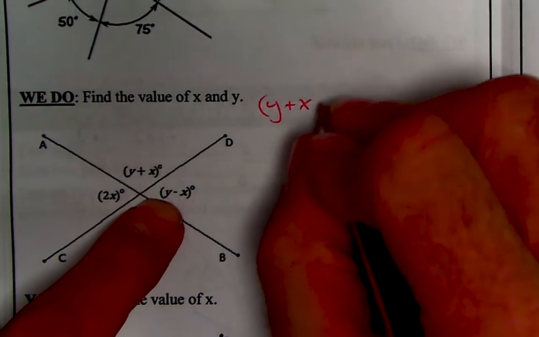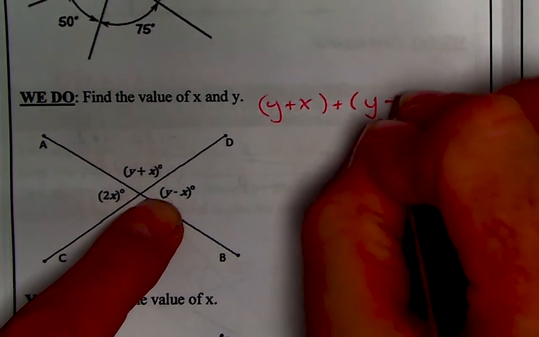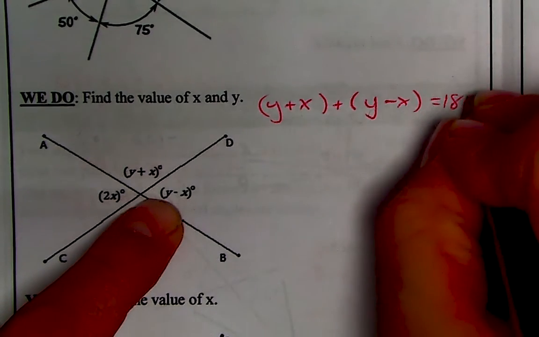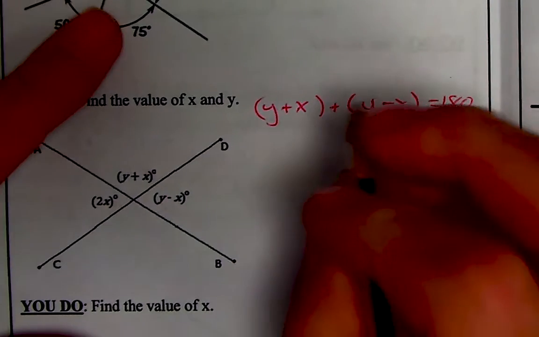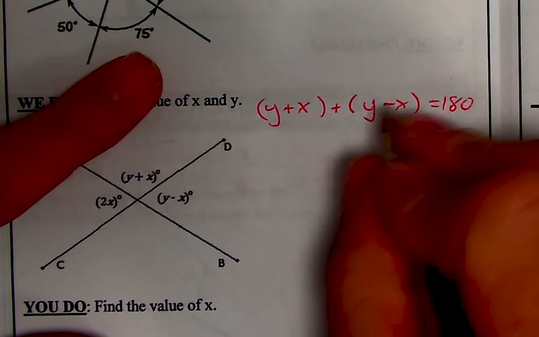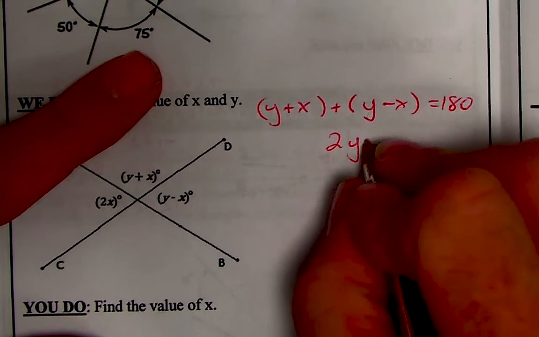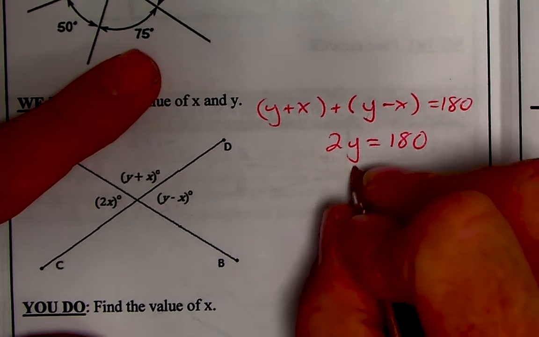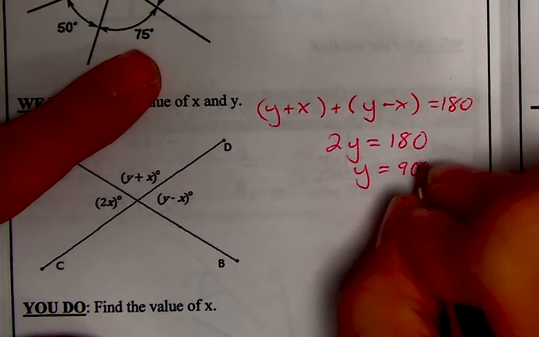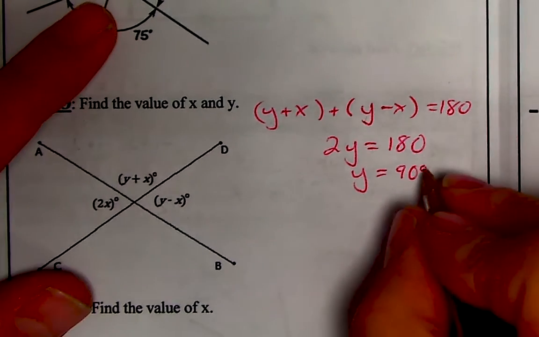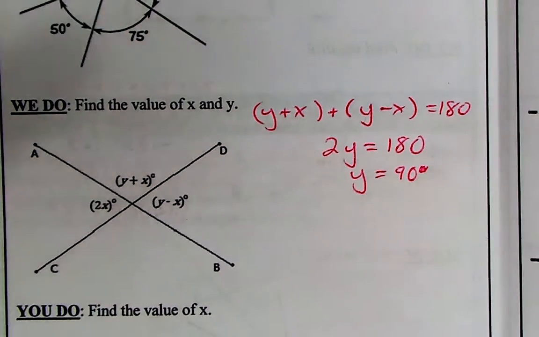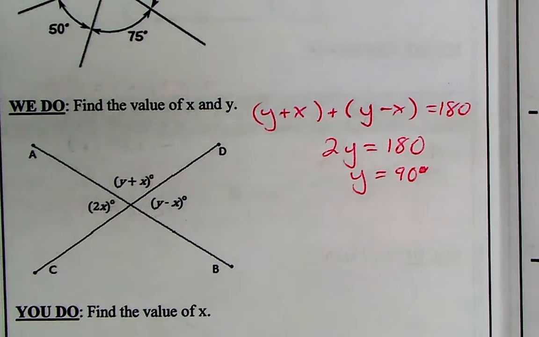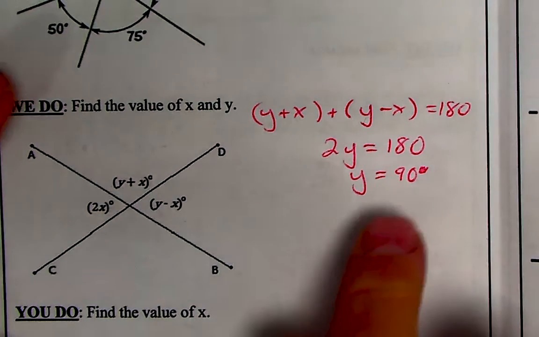We know that the sum of these two is 180: y plus x plus y minus x is equal to 180. We can simplify that. x minus x cancels, and y plus y is 2y, so 2y equals 180. Y is 90. All right, so now we know that y is 90.